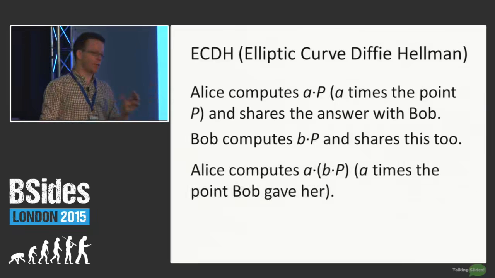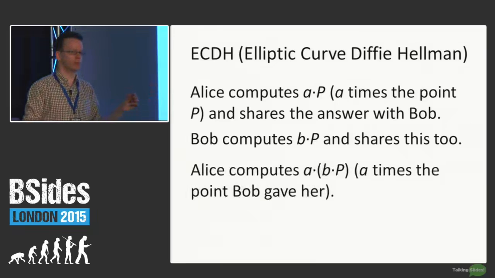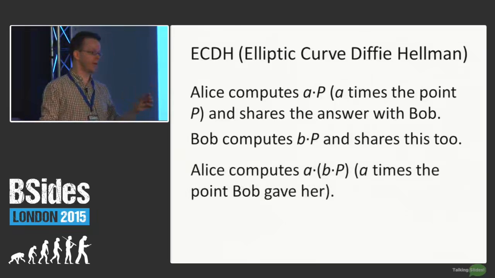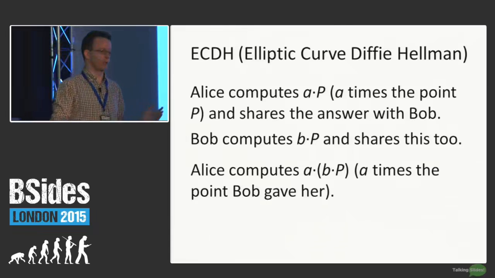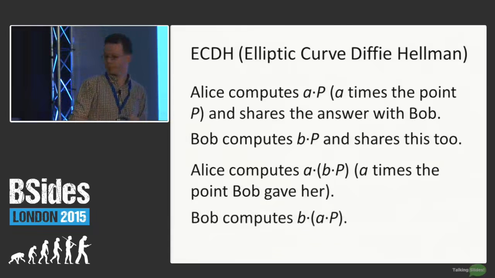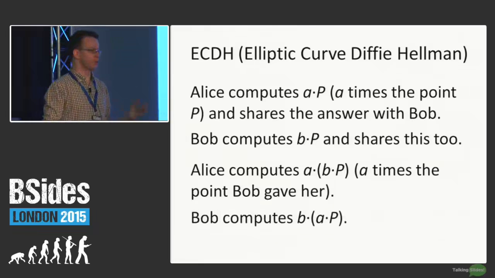Now Alice has been given B times P. She has this secret number A, and she computes another point, A times this point B times P, which is another point on the curve. Bob computes B times A times P, so B times the point that Alice has given him over the public channel, using his secret number B.